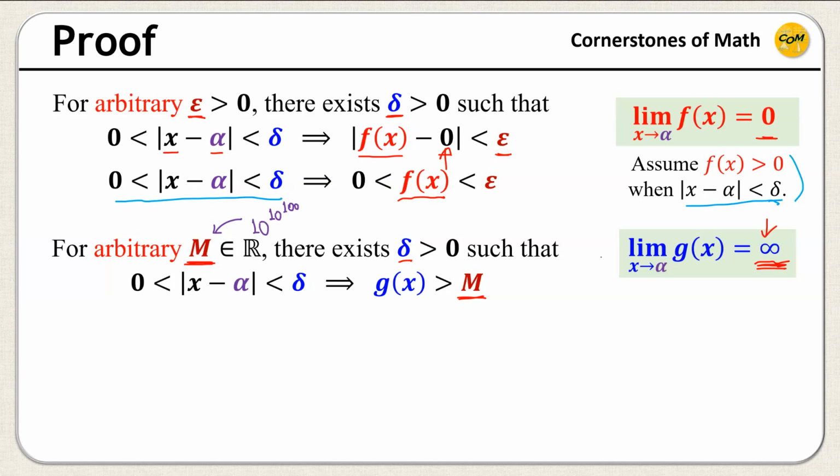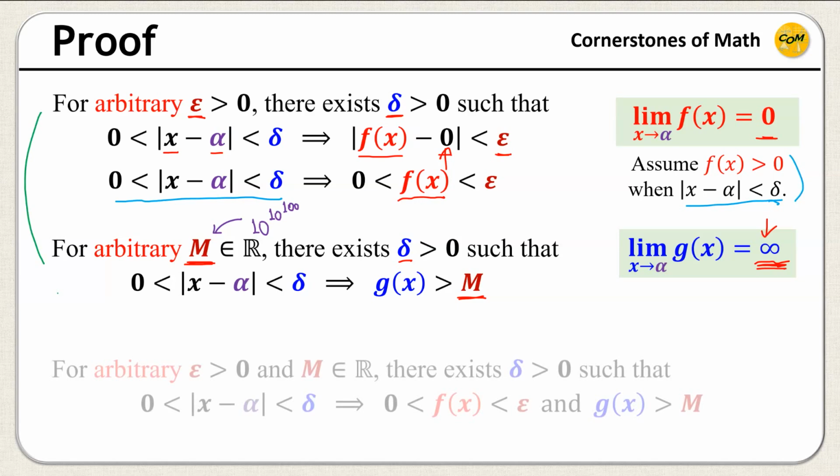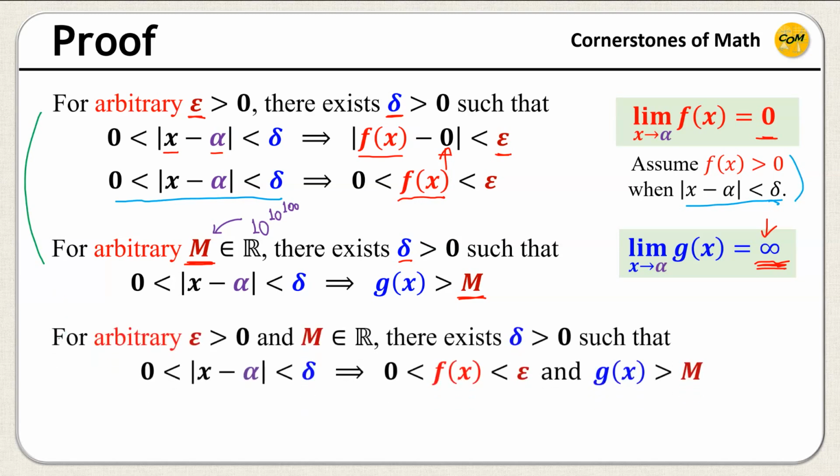We will be dealing with f(x) and g(x) simultaneously, so we can combine these two statements and simply state like this. For arbitrary positive number epsilon and arbitrary real number m, we can always find the positive real number delta such that if x belongs to this interval, then f(x) is in between 0 and epsilon and g(x) is greater than m.